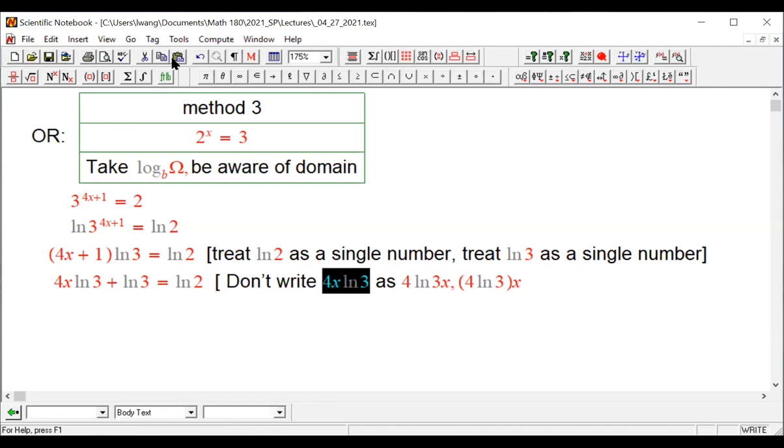Okay, so this expression is the same as that, but you can do this, but it's okay to do this. Or you can do ln 3, just put a parentheses.